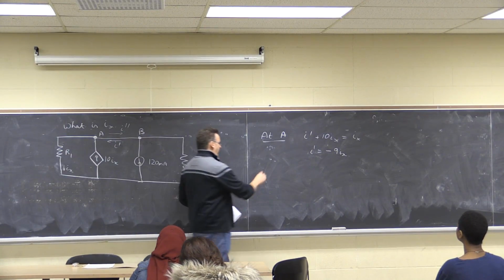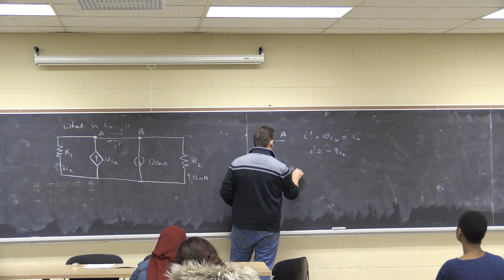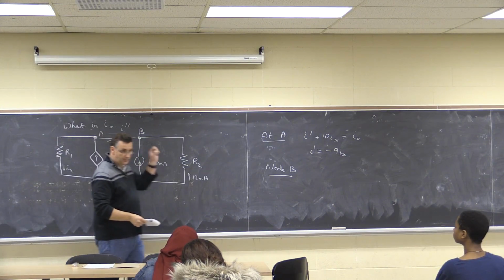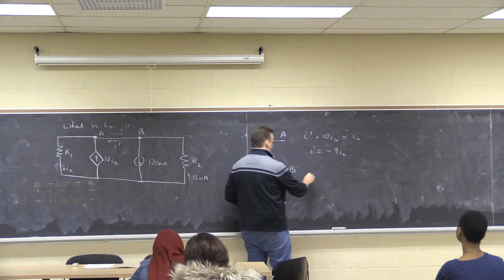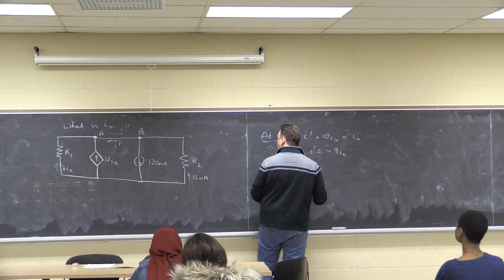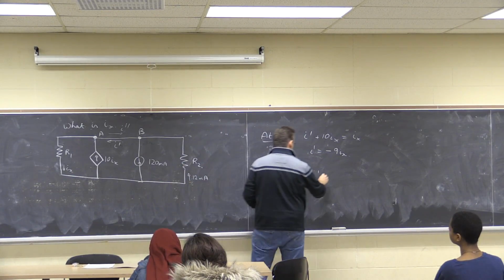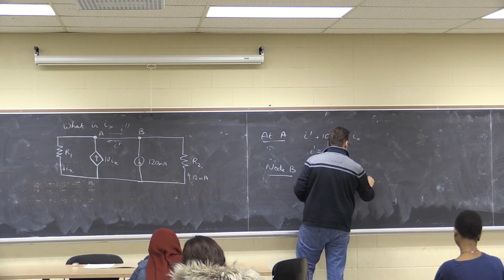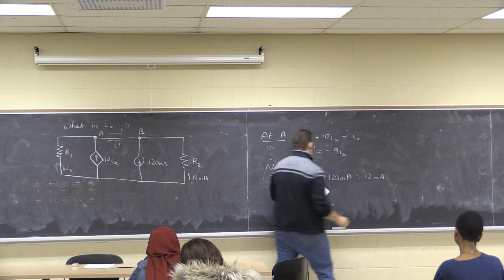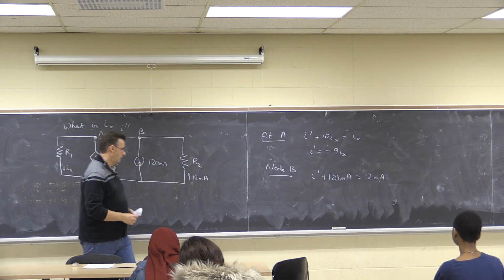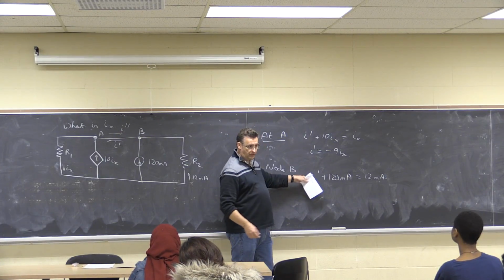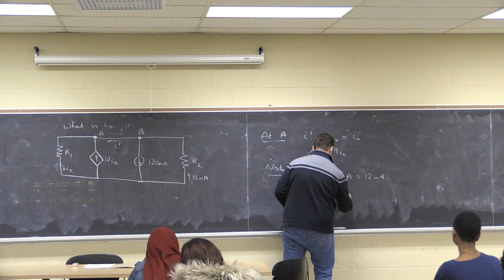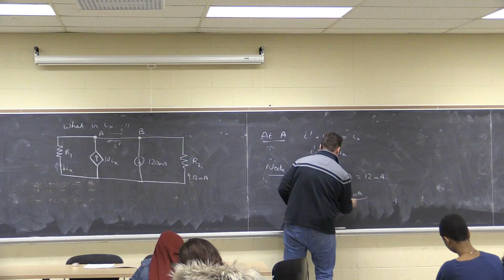Again, looking at node B, well, I prime, stick with the same dimensions that you're using. So I prime is flowing out. 120 milliamps is flowing out. And that equals the 12 milliamps flowing in. I can move this into here, and it should give me IX equals 12 milliamps.